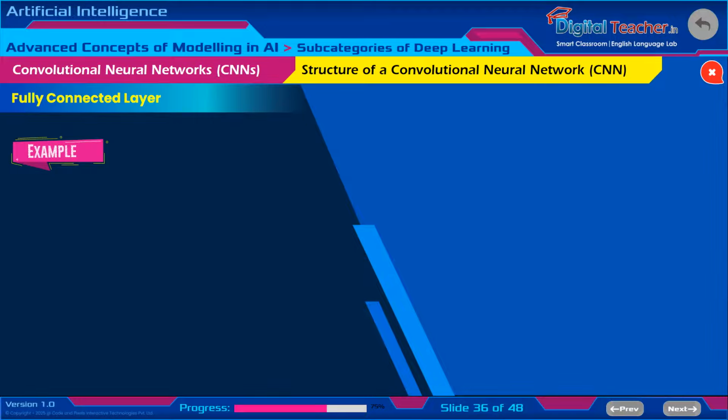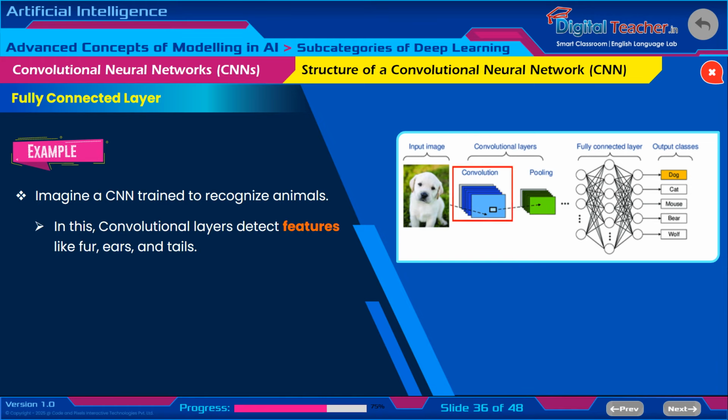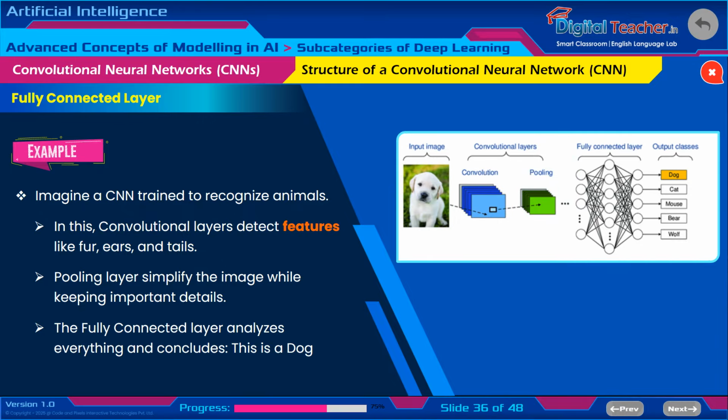Example: imagine a convolutional neural network trained to recognize animals. In this, convolutional layers detect features like fur, ears, and tails. Pooling layers simplify the image while keeping important details. The fully connected layer analyzes everything and concludes, this is a dog.